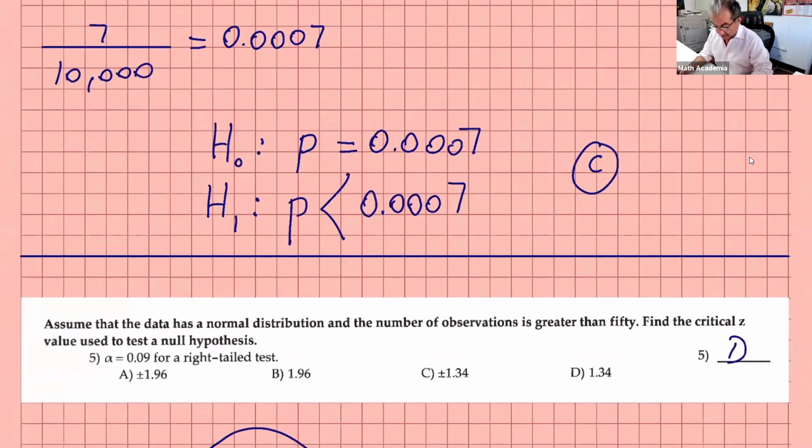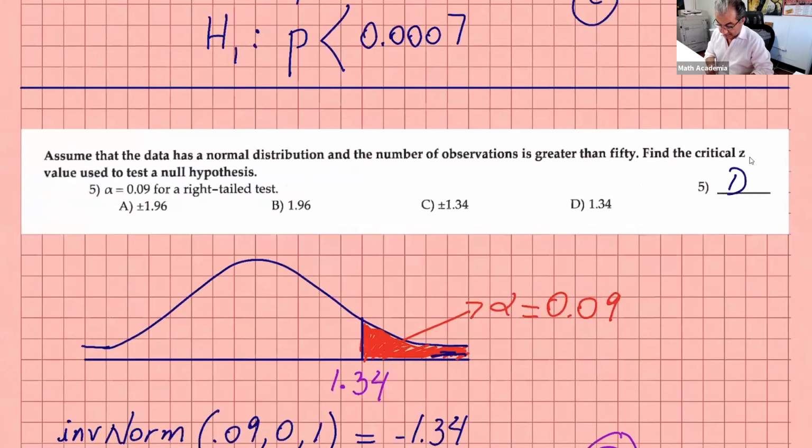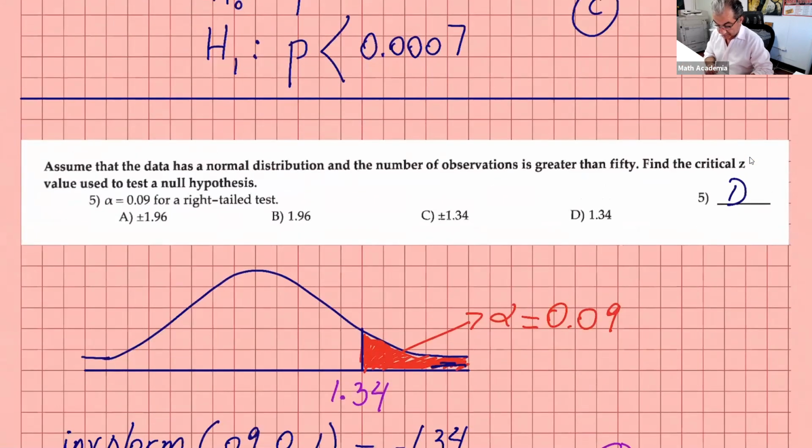Assume that the data has a normal distribution and the number of observations is greater than 50. So these are just requirements which are given to you. Find the critical Z value used to test the null hypothesis. So it's a right tail test, so we shade the right side, and alpha equals 0.01. Do not divide alpha by 2 because it's only one tail.